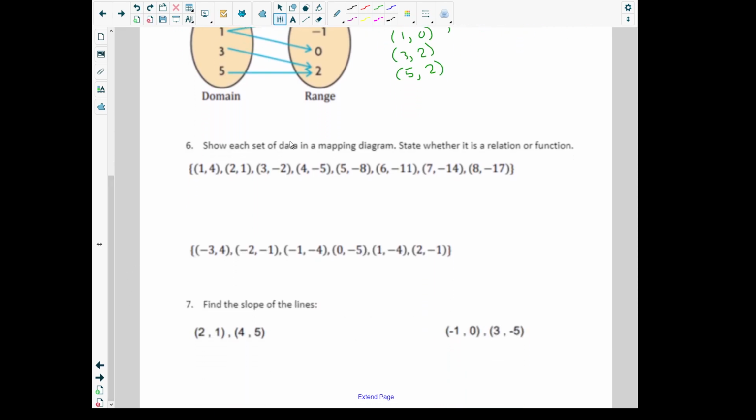Show each set of data in a mapping diagram, state whether it is relation or function. So I'm going to skip these. We've done a lot of these. They're not really heavily represented on the exam. Let's go to number 7.